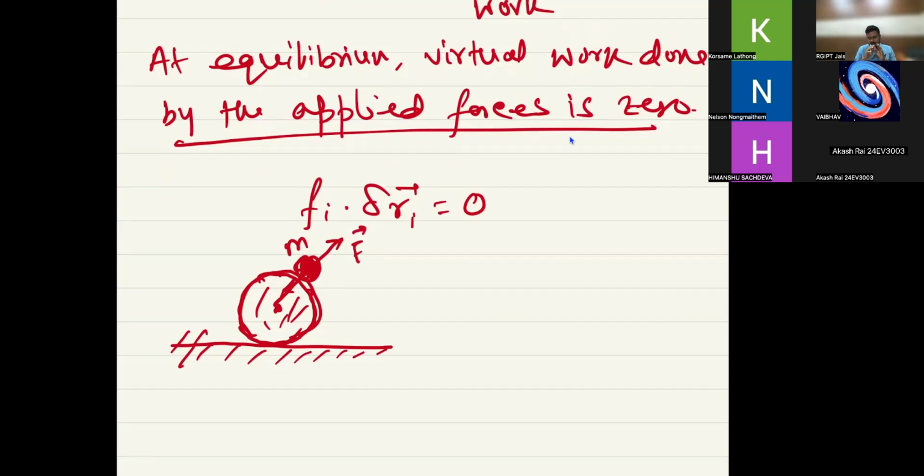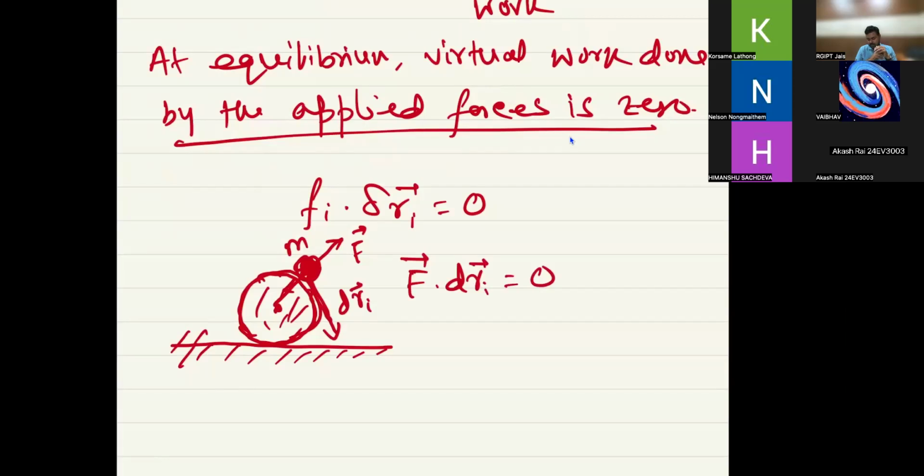And what is the direction of allowed displacement in this case? If this mass is moving on the surface of the sphere, what is the direction of movement? Tangential direction. So it will move along this direction, this will be delta ri. What is the angle between this force and this displacement? 90 degrees. So if you calculate Fi dot delta ri, this should be equal to 0. So in this case, the forces of constraint do not do any work.